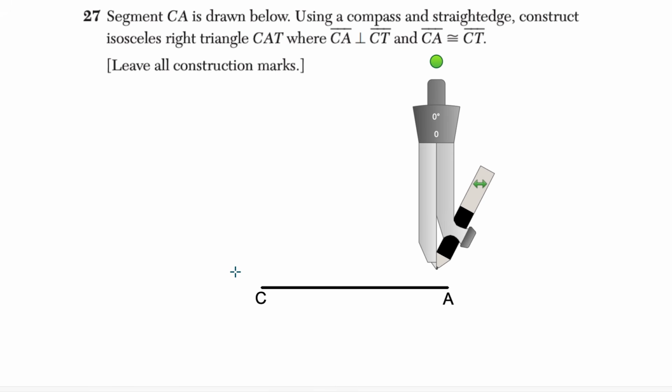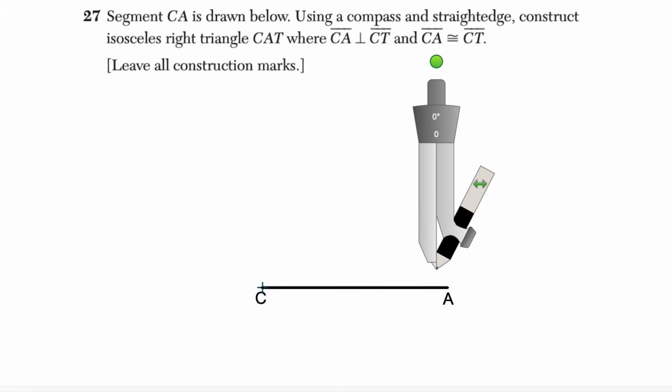Question 27, we have segment CA drawn below, and using a compass and straightedge, we want to construct isosceles right triangle CAT, where CA is perpendicular to CT and CA is congruent to CT. So for this question, we just have to be very careful and make sure that we construct a right angle at the correct point. If CA is perpendicular to CT, that means the right angle is going to be at point C over here.